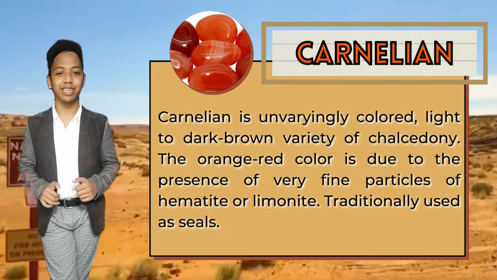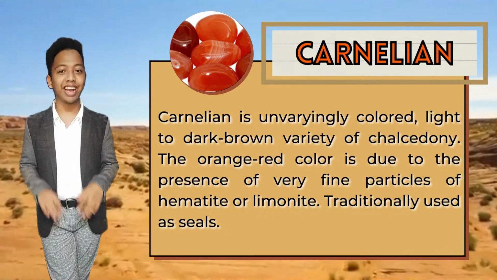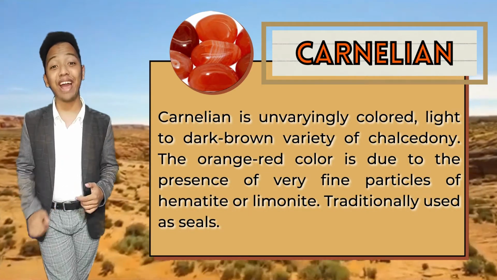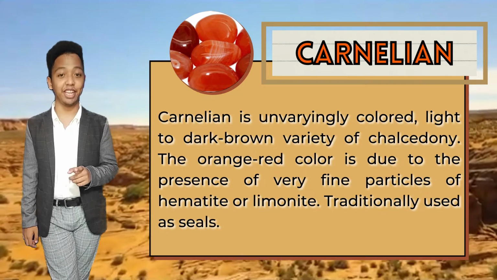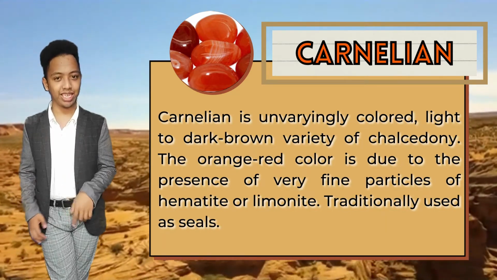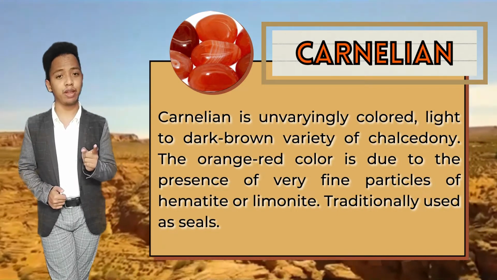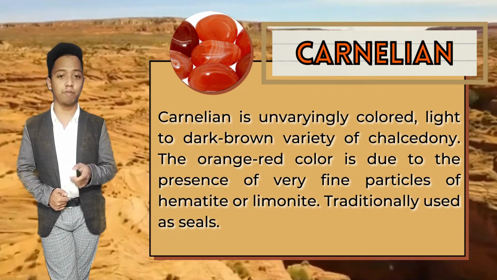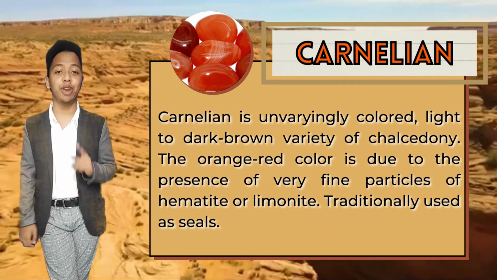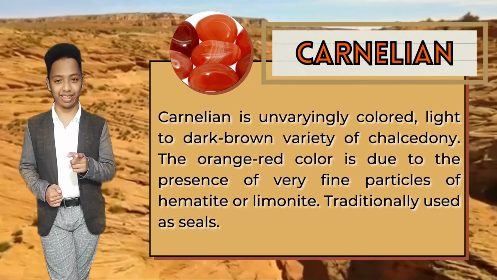Carnelian. Carnelian is uniformly colored, like the dark brown variety of chalcedony. The orange-red color is due to the presence of finely divided particles of hematite or limonite, traditionally used as seals.